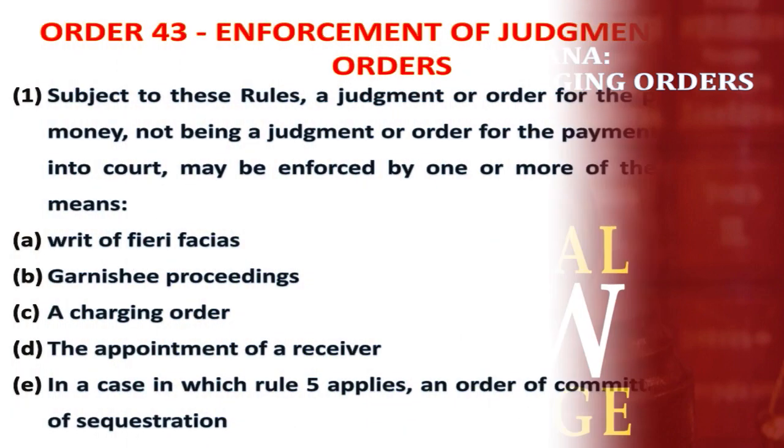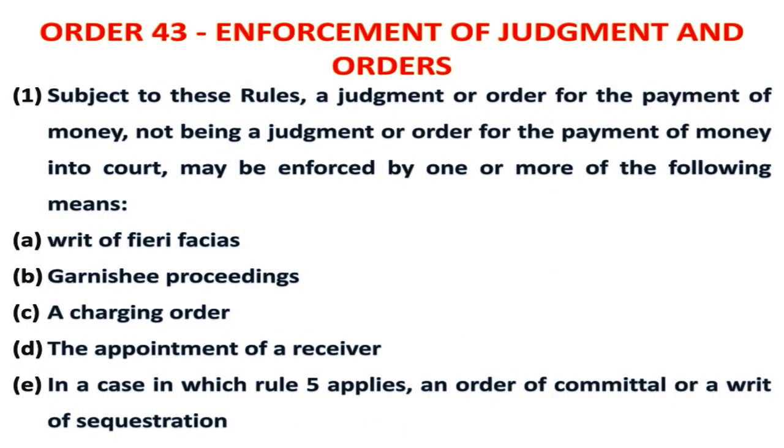Now, the starting point for our discussion is Order 43 of the High Court Civil Procedure Rules 2004, CI 47. Order 43 is headed Enforcement of Judgments and Orders. And it reads as follows, and I quote: subject to these rules, a judgment or order for the payment of money, not being a judgment or order for the payment of money into court, may be enforced by one or more of the following means.